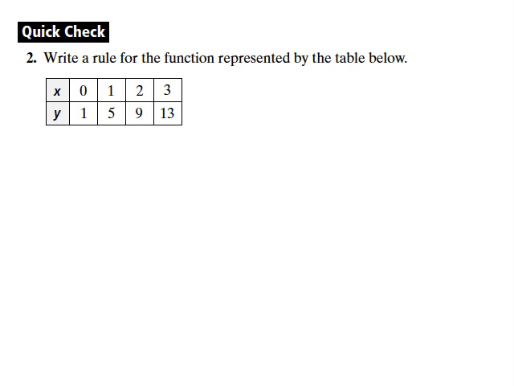In all of these cases, if you take the x and multiply by 4 and then add 1, you will get the correct y. 0 times 4 plus 1 is 1. 1 times 4 plus 1 is 5. 2 times 4 plus 1 is 9, and 3 times 4 plus 1 is 13. So the function would be y equals 4x plus 1. Pause the video if you need more time to copy down this example.